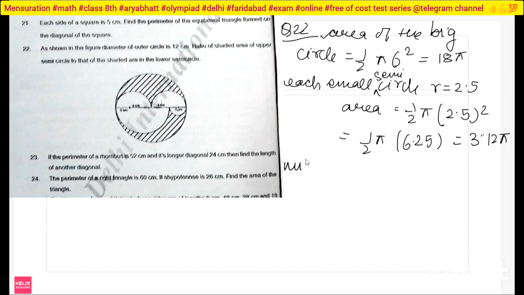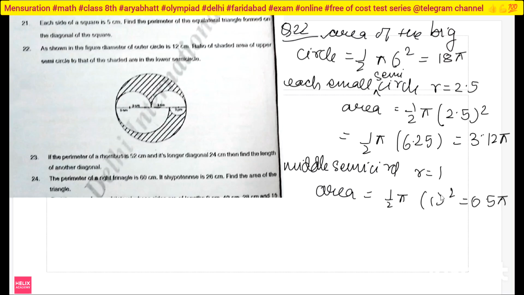Middle semicircle, whose radius is 1. Okay, so what will its area be? 1/2 pi 1 square is equal to 0.5 pi, right? So I will say that upper shaded area is equal to big semicircle minus two small semicircles. Okay, so upper shaded area.